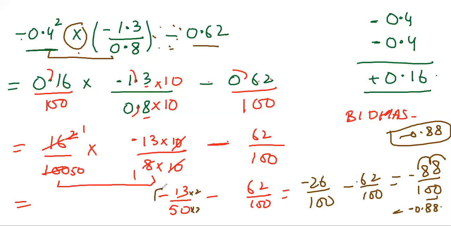So in the last what you get is minus 13 by 50 minus 62 by 100. This is the same as we did yesterday, the subtraction of fractions. So you make the denominator the same and you just subtract the fractions and you get minus 0.88. Tell me if you have any problem in this, or can you understand all of this?